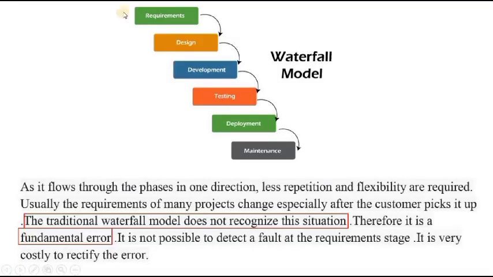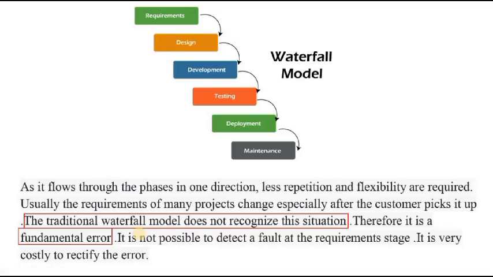These are the phases of the waterfall model: requirements, design, development, testing, deployment and maintenance. As it flows through the phases in one direction, little repetition and flexibility is allowed. Usually, the requirements of many projects change, especially after the customer picks it up. The traditional waterfall model does not recognize this situation. Therefore, it is a fundamental error.